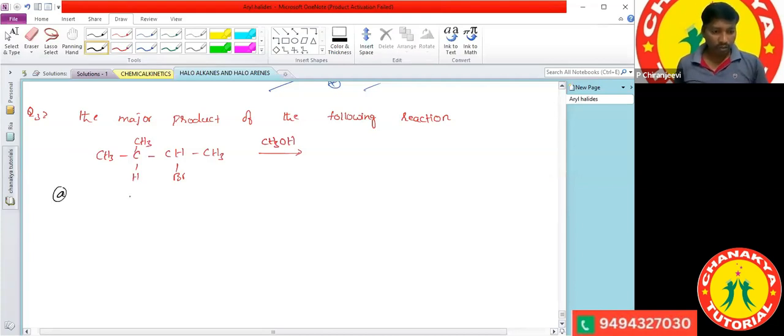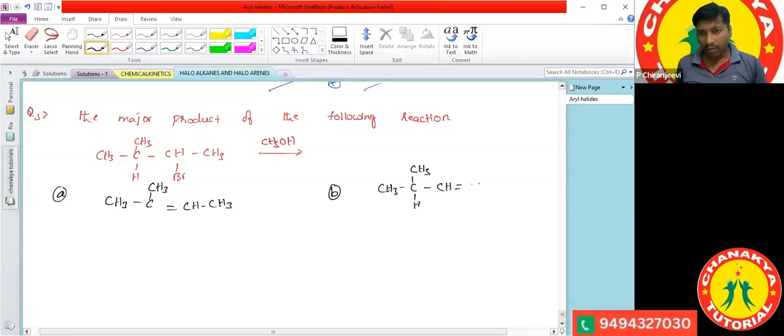First option: CH3 bond C bond CH3, double bond CH bond CH3. This is the first one. And the second option: CH3 bond CH3 bond H bond CH double bond CH2, CH2 double bond CH2. Okay.